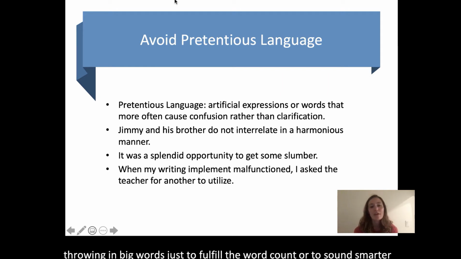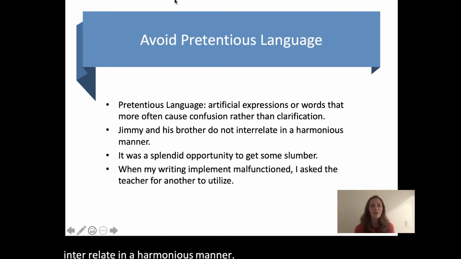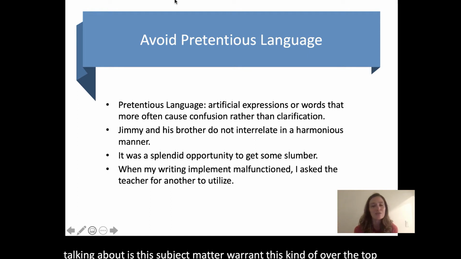Jimmy and his brother do not interrelate in a harmonious manner. Come on. You're talking about some guy, Jimmy, and his brother. You don't need to say interrelate in a harmonious manner. So here's where you want to have some sense of decorum. What you're talking about: does the subject matter warrant this kind of over-the-top language like harmonious manner and interrelate? Not really, because you're talking about some guy's relationship with his brother.